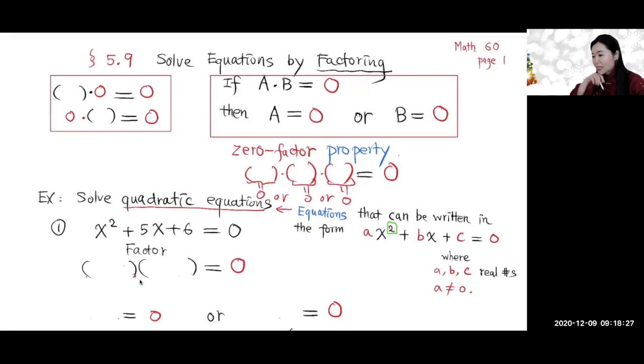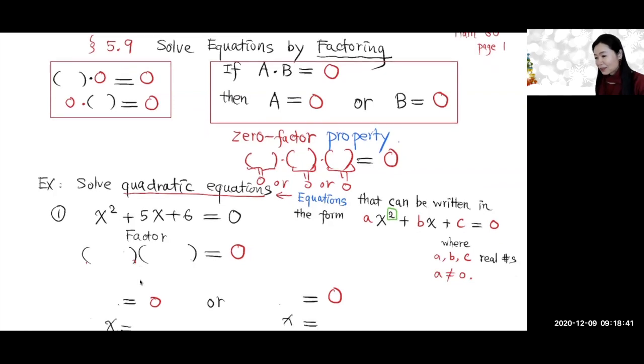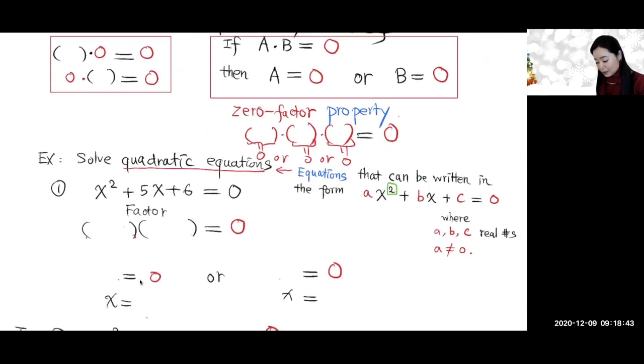So it's kind of like a crime scene, right? There are only two suspects in the scene. So maybe this guy did it, or this guy did it, or maybe all of them did it, right? So one of them has done it. Okay, so one of them has to be 0.